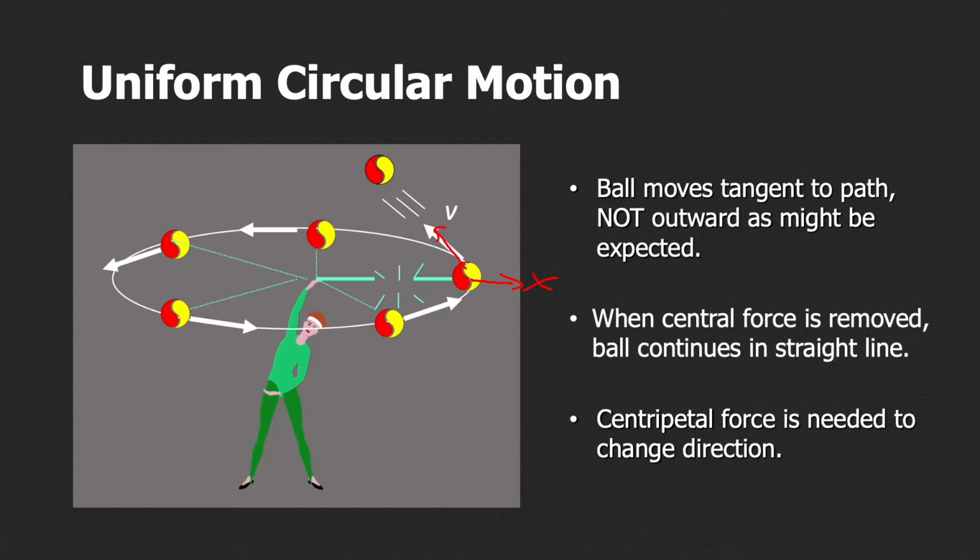Now let's say, for example, the central force is removed. So let's say we cut this, let's say it's a string. If we cut the string, the ball continues in a straight path. So it will continue this way, not this way. So the centripetal force is needed to change the direction. Since the ball is moving this way and not this way, we need this. This is what we call the centripetal force. It is the force that is applied by, let's say, the string, and it keeps the ball moving in a circle and not on a straight path like this.